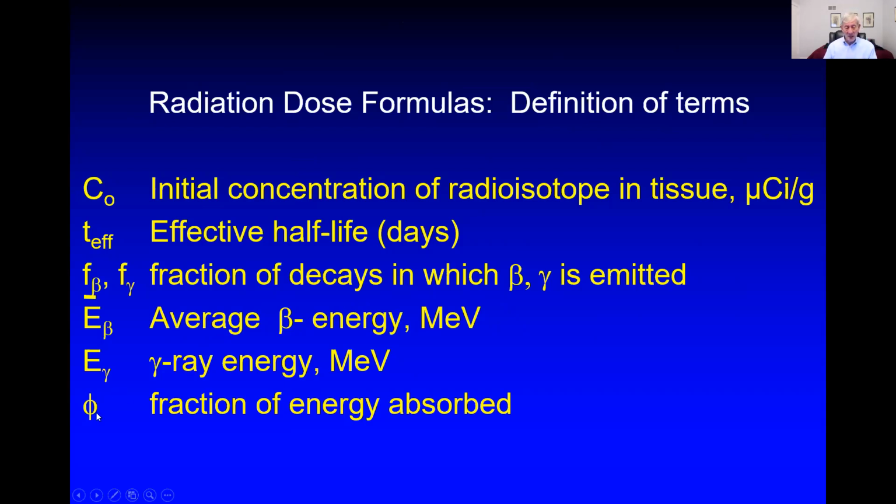And finally, phi, the Greek letter phi, stands for the fraction of the energy absorbed in the target organ. Now, for betas, we make the assumption that that is 1, because any beta emitters that are absorbed or localized in an internal organ are going to give up all of their energy in that organ. Beta particles don't go anywhere. They go 2 or 3 or 4 millimeters, so they typically don't escape the organ.